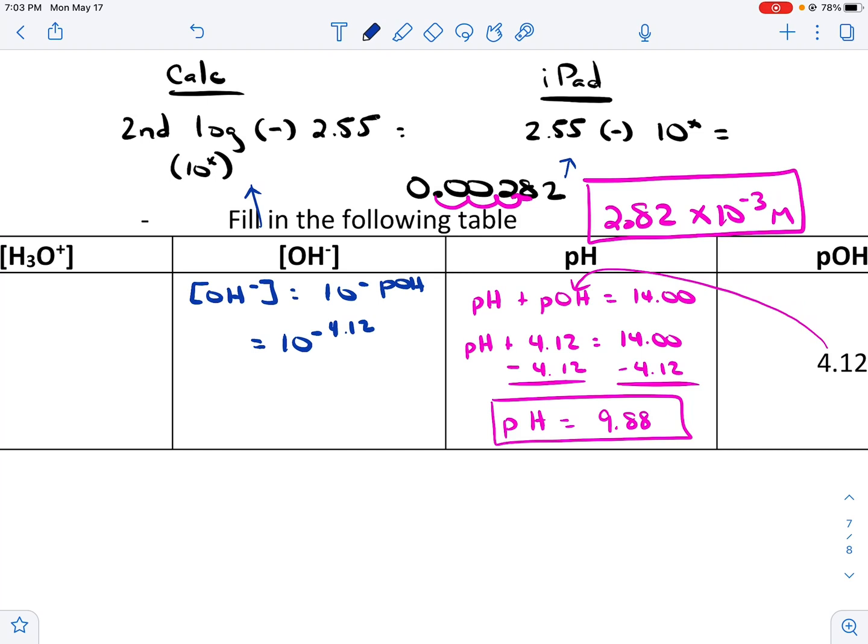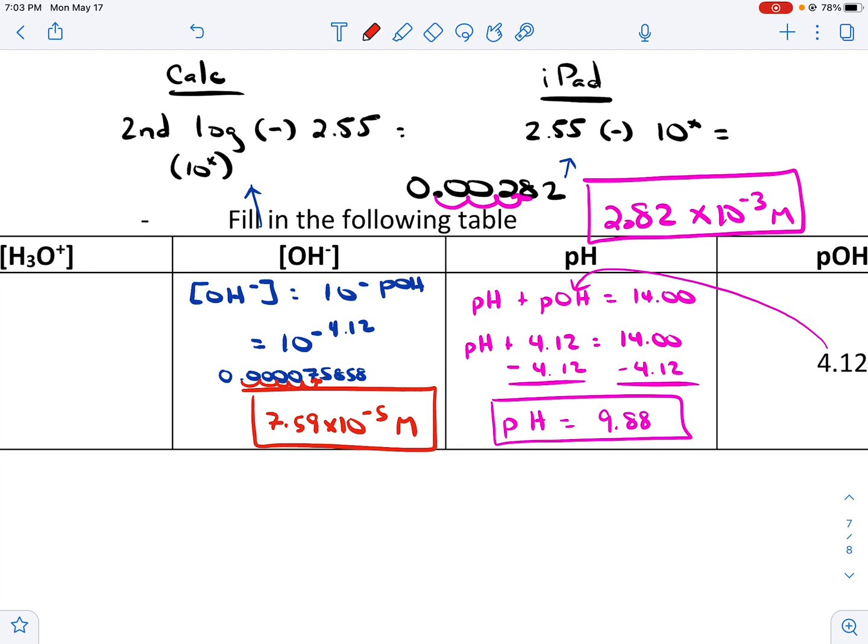And we should come up with 0.0000, looks like we got 4 zeros, 75858, right? Your calculator may put it in scientific notation for you, and that's awesome. Mine did not. So let's go ahead and put it in scientific notation. 1, 2, 3, 4, 5. We're going to move it 5 places. So 7.59 times 10 to the negative 5th. And that's my molarity there.